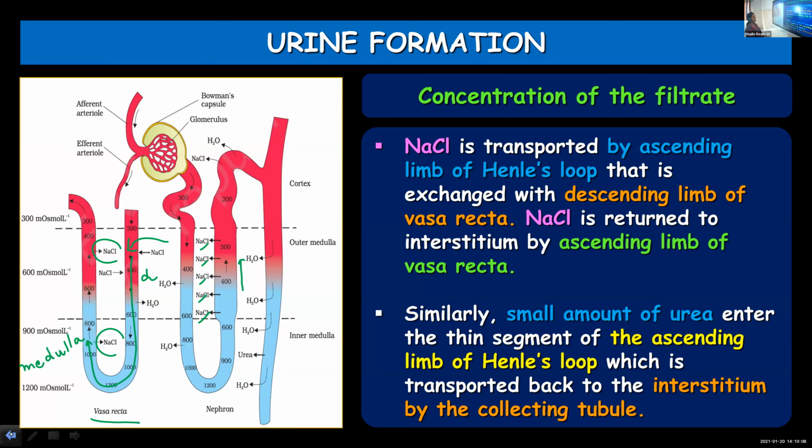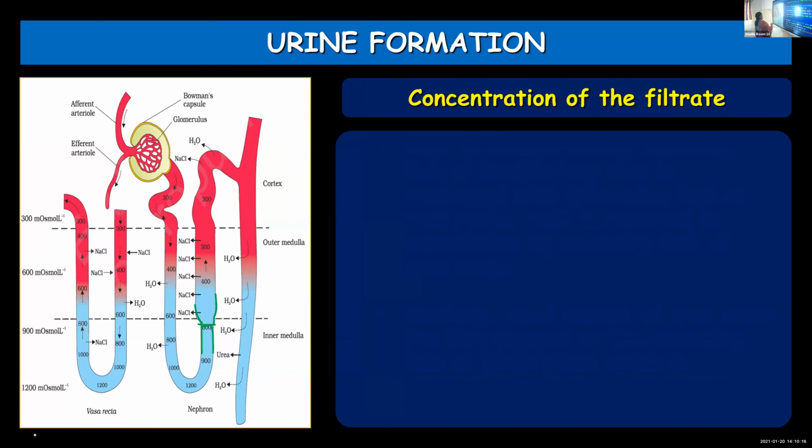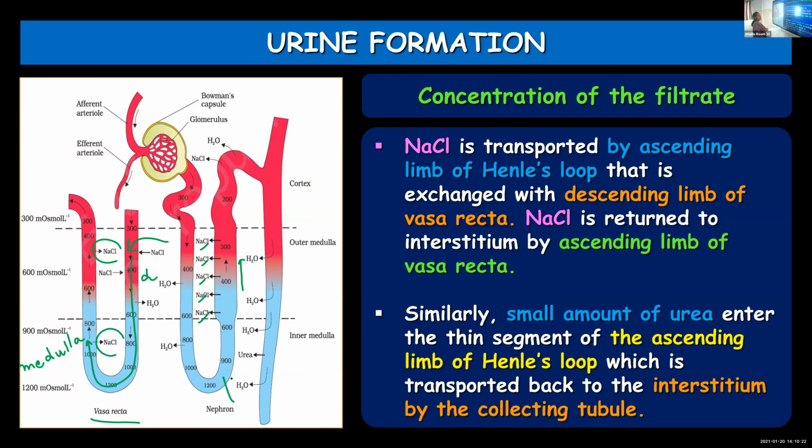A small amount of urea enters the thin segment of the ascending limb of Henle's loop. But once this urea reaches the collecting tubule, from there it will be released outside into the medulla again. That also will help in contributing a high osmolarity in the medulla. So that is why it is said the concentration gradient is brought about by sodium chloride and urea.